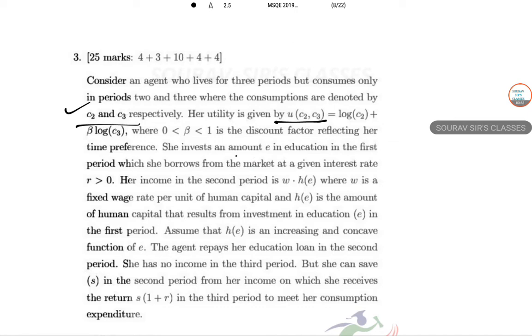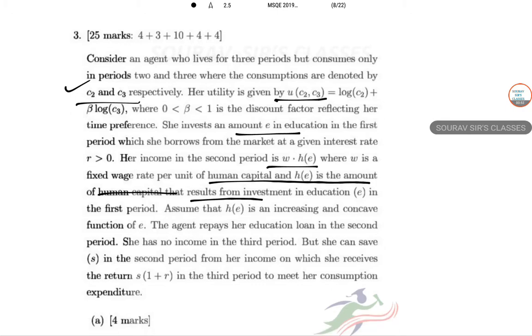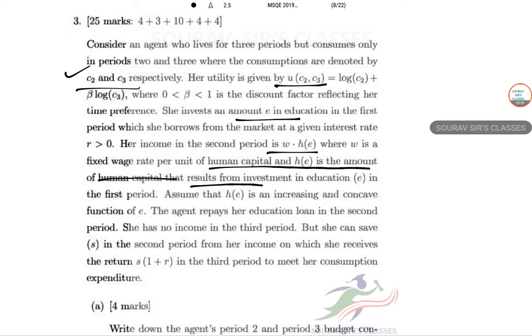She invests an amount E on education in the first period, which she borrows from the market at a given interest rate R greater than 0. Her income in the second period is W times H(E), where W is a fixed wage rate per unit of human capital and H(E) is the amount of human capital that results from the investment in education in the first period. Assume that H(E) is an increasing and concave function of E. The agent repays her education loan in the second period.